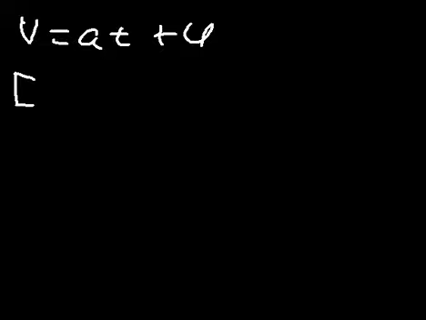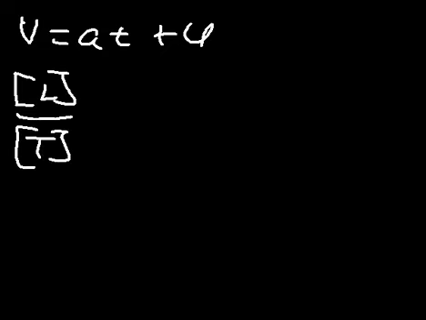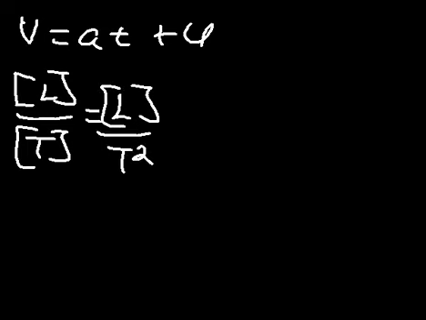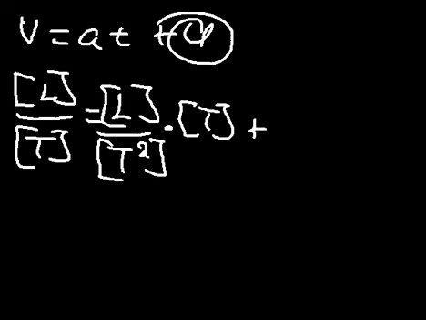So we have [L]/[T] as the dimension for velocity. And how about acceleration? We have it as L divided by T squared. And what is the dimension for time? We have it as capital T. So we have that in the term at. The other term, the initial velocity, is also a velocity, so we have L over T.